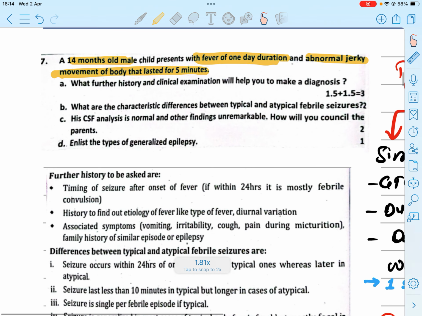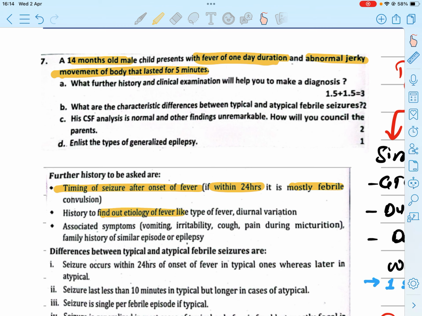For further, what history and clinical examination will help you to make the diagnosis? We will ask about the timing of seizure after onset of fever. If within 24 hours, it is most likely febrile seizure. History to find the etiology of fever.